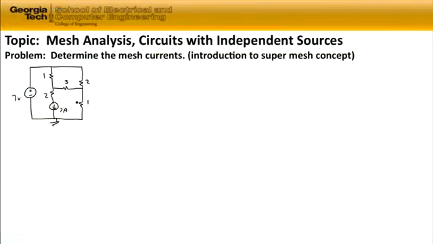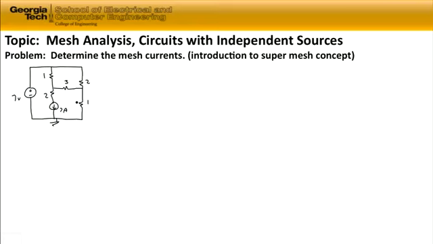The topic of this problem is mesh analysis, and we're going to work with circuits with independent sources. The problem is to determine the mesh currents, and we're going to introduce the concept of supermesh in order to do this. We see that we have two independent sources in this problem: a 7-volt source on the left-hand side of the circuit and a 7-amp source in the center bottom leg of the circuit. We also have 4 resistors associated with the circuit as well.